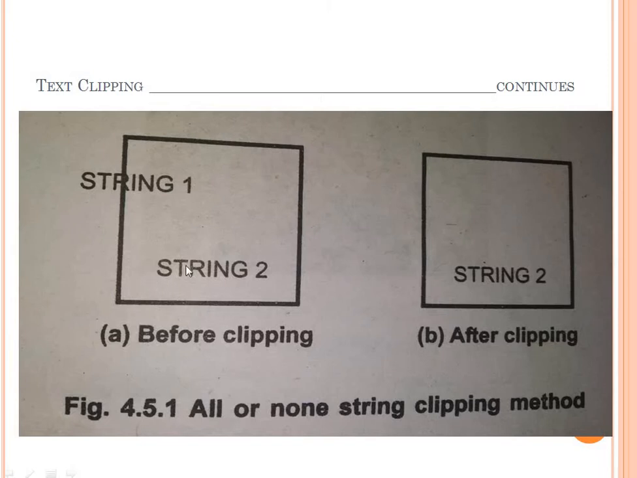These four corners are similar to the clipping window, or these four corners are matched to the clipping window corner. That is, if these four corners are matched to the four corners of the clipping window, then the string should be accepted. If in string 1 these four corners are not matching the clipping window corners, then the string should be discarded.